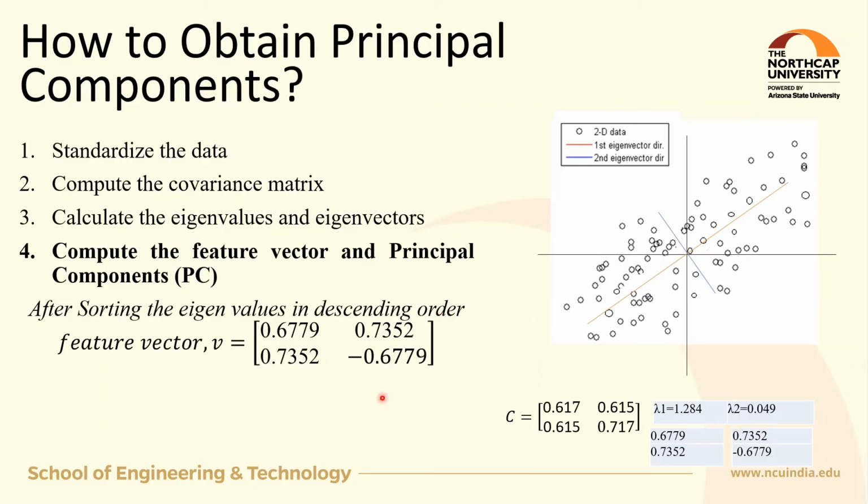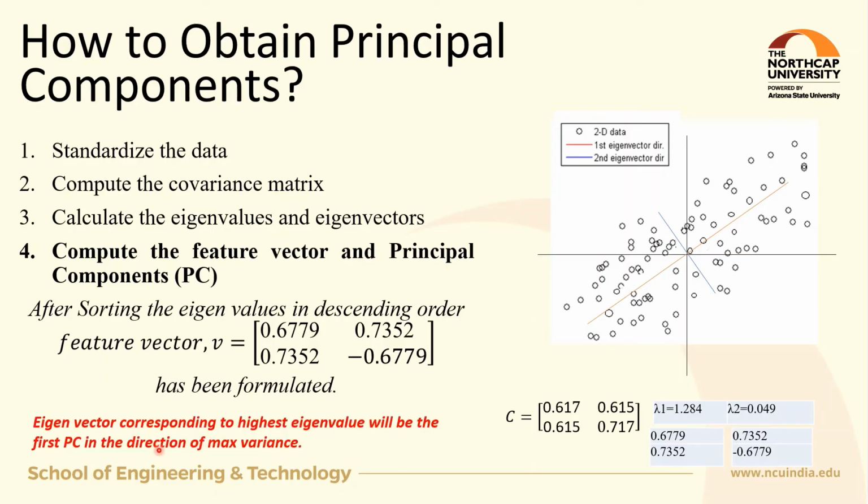This way the feature vector has been formulated, and the principal components are nothing but these two eigenvectors. So if we have two features x1 and x2, I will get two principal components, and the eigenvector corresponding to the highest eigenvalue will be my first principal component, which is in the direction of maximum variance. As you can see, the red line corresponds to the first principal component, which is obviously in the direction of maximum variance of the data.